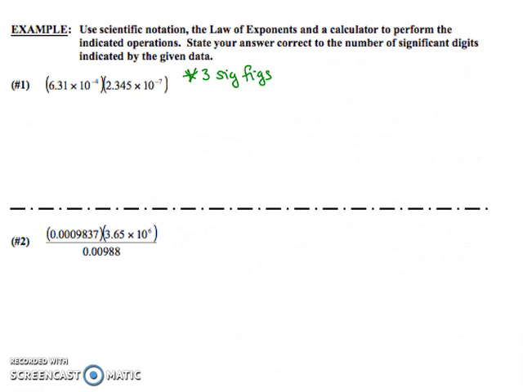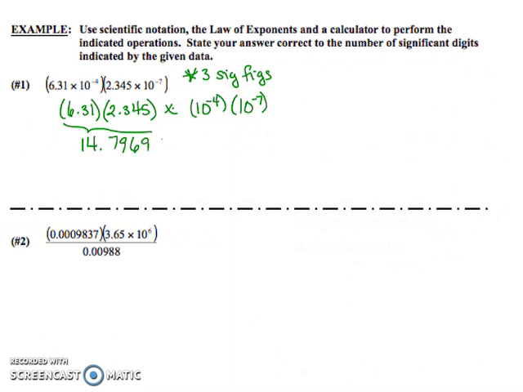All right, so we're going to kind of break this problem apart into 2 pieces. We're going to multiply the base numbers together, 6.31 and 2.345. And then we're going to multiply the powers, 10 to the negative 4th times 10 to the negative 7. Okay, so we grab our calculator, and this part on the calculator gives us 14.79695. Okay, we use our exponent rules, multiplying powers with the same base, we add our exponents, so this is going to become 10 to the negative 11th.